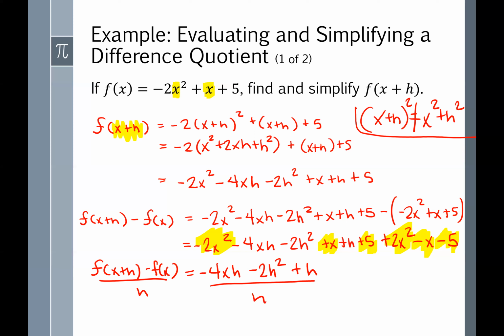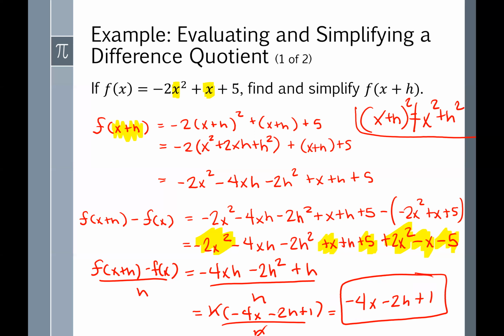You can only cancel something in the denominator of a fraction if it's in every term of the numerator, because you must be able to factor it out of the numerator. If you can't factor it from the numerator, you can't cancel it with anything in the denominator. That is a law. So I factored out the h from the numerator, and then I canceled that with the h in the denominator. What I end up with for my difference quotient is negative 4x minus 2h plus 1.